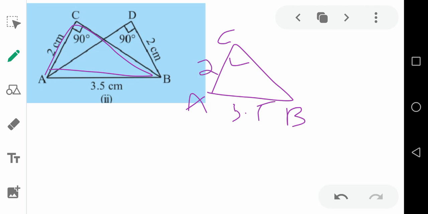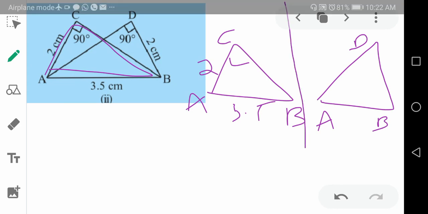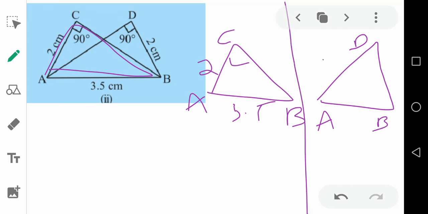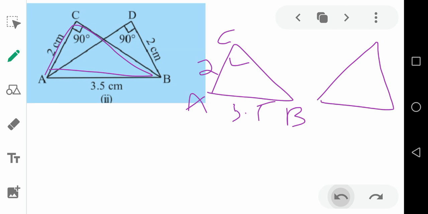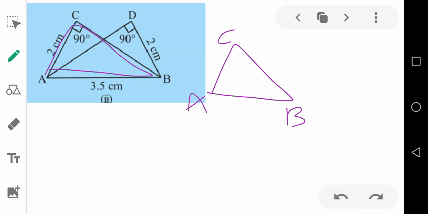Second triangle I am drawing here. DAB. I'll draw one line here. Okay, DAB. So in this AB is 3.5 and this is 2. Okay, so I will write it once more. It will be confusion for you. So I'll draw the triangle first.